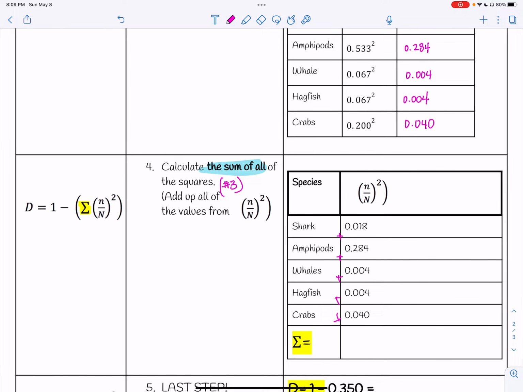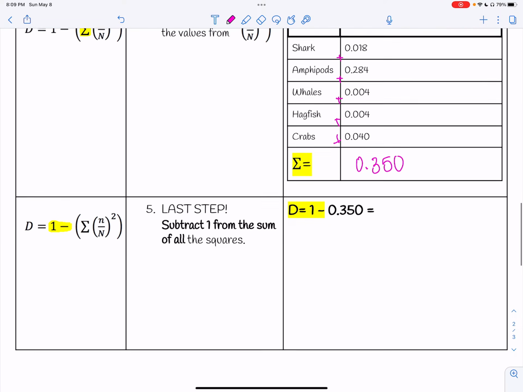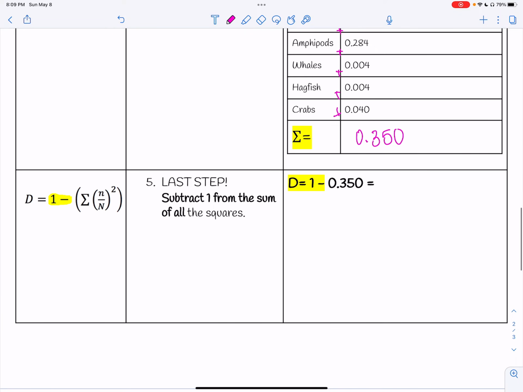If you add all of those up, you're going to get 0.350. Last step is the 1 minus that, and you don't have to remember these formulas or the variables, you just need to be able to follow the order of operations and be able to execute it. So 1 minus that, you'll have 0.650.